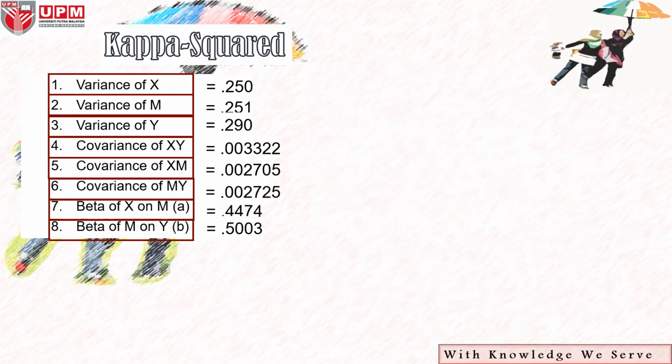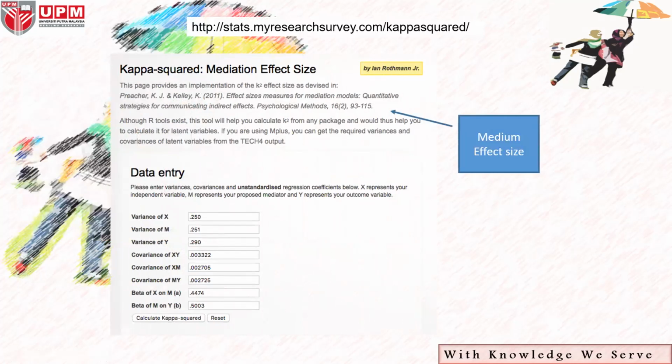Next, beta of X on M, which is path A, and beta of M on Y, which is path B, we can get from our earlier output from the mediation analysis. So beta of X on M, path A, equals 0.4474. Beta of M on Y, path B, equals 0.5003. Now we have already obtained all the values.